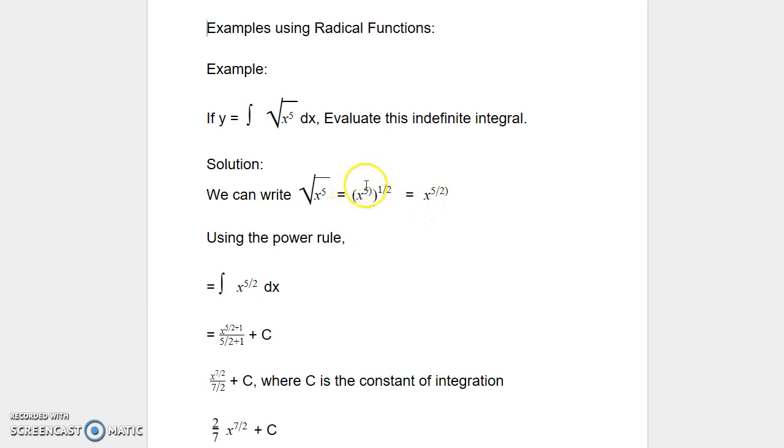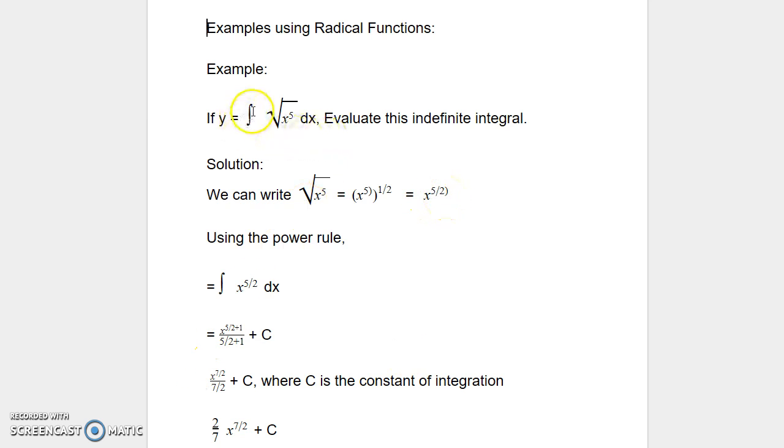So we can simplify this exponent as x to the power of 5 over 2. 5 times 1/2 is 5 over 2, like that. So we have successfully converted a radical term, the square root of x to the power of 5, to x to the power of 5 over 2. Now, we can use the integration process and then simplify this particular problem. We can use the power rule now since we have converted the given problem into an exponential format.